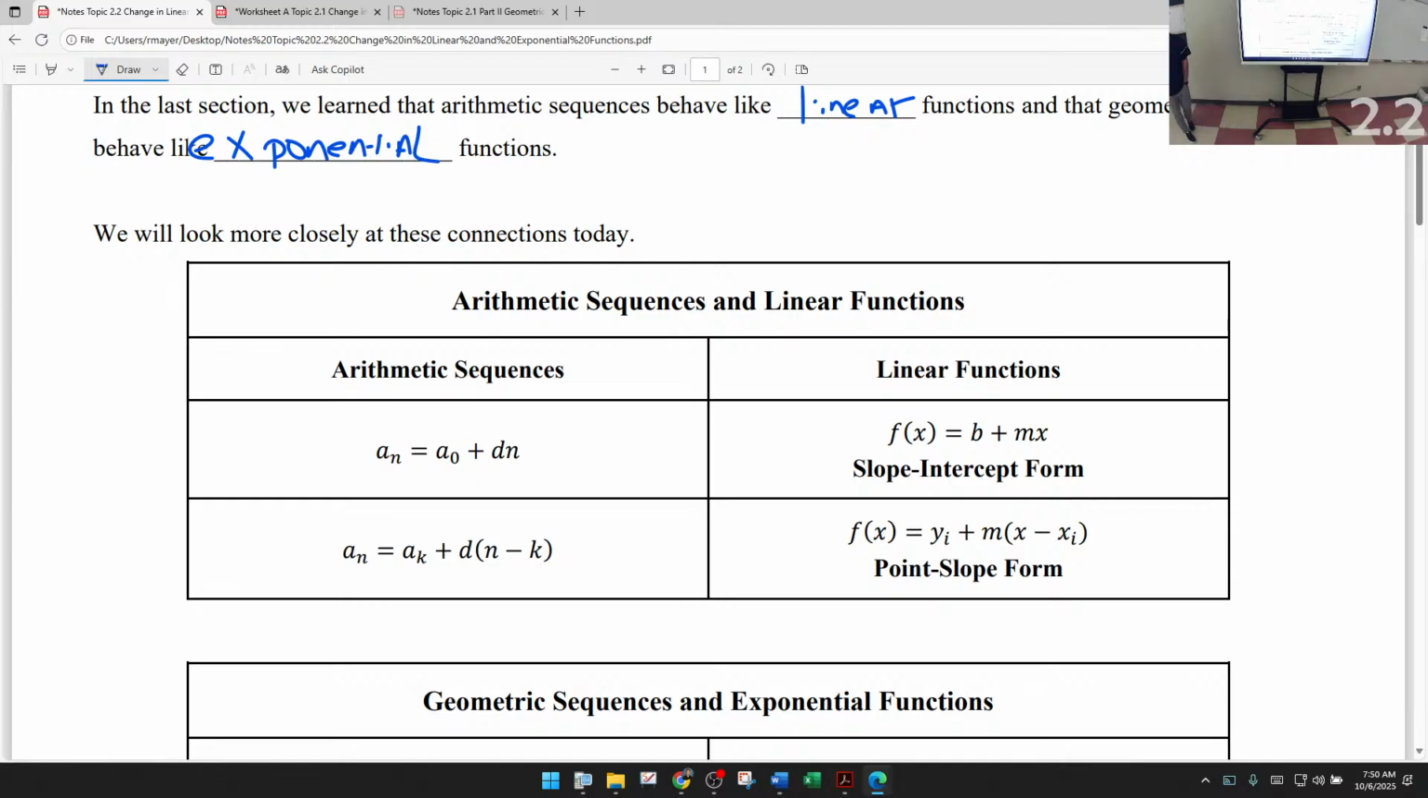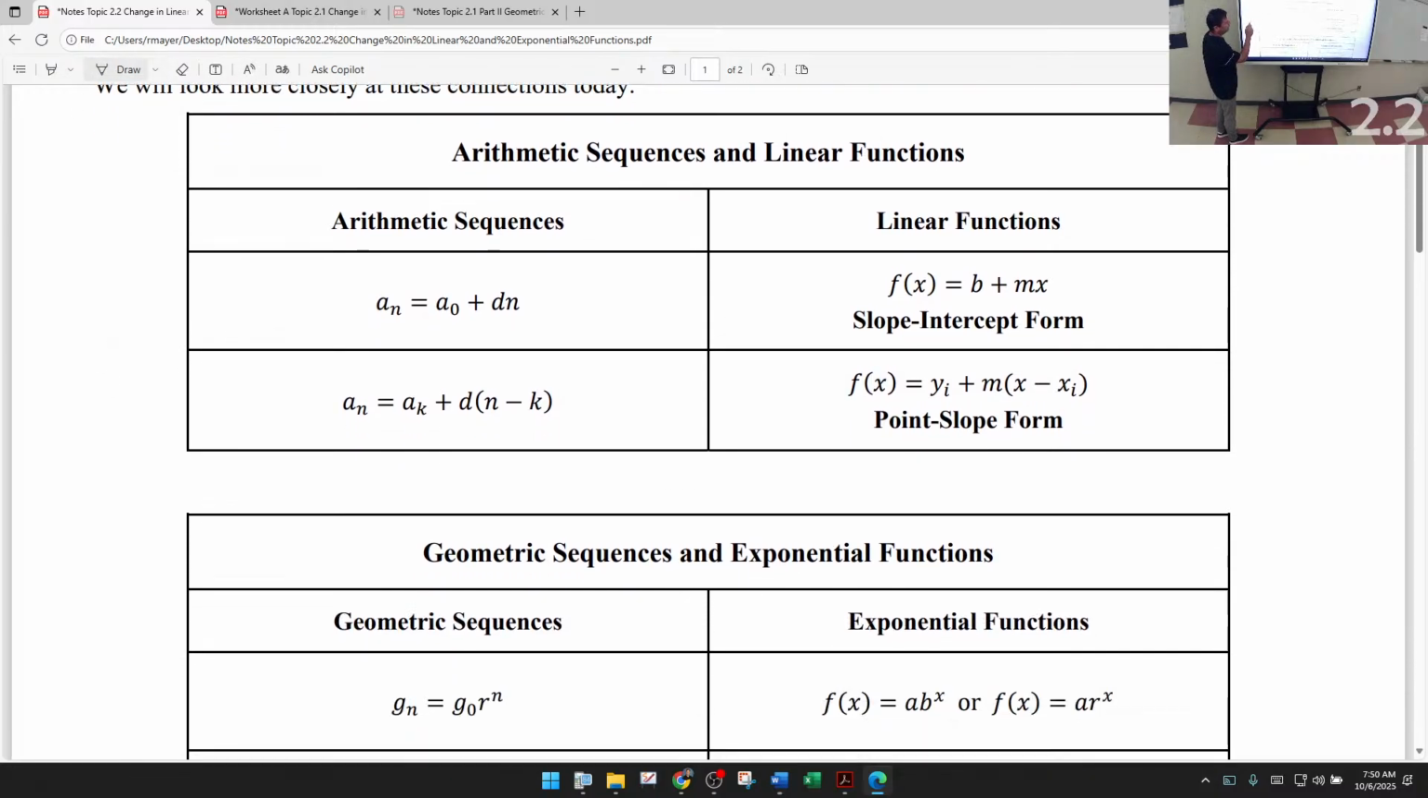Exponential functions. You kind of have to know that. We also learned these formulas. This is arithmetic, a sub 0, d sub n. We don't use that one. I tend to use this one because I don't want to have to remember two of them. And this one works for this one.